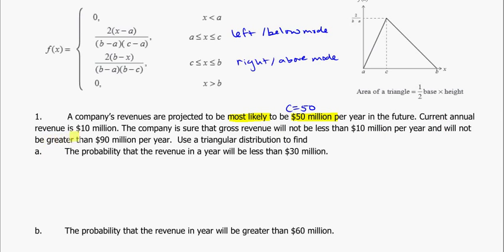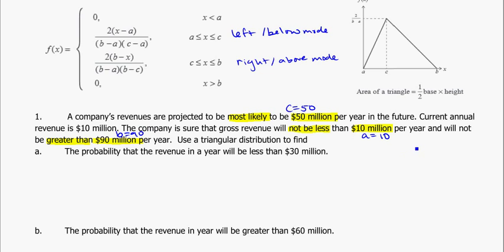Current annual revenue is 10 million. The company is sure that gross revenue will not be less than 10 million. So not be less than 10 million, that means that my minimum, A, is going to be equal to 10, because it cannot be less than 10 million. And it will not be greater than 90 million. Well, it can't be bigger than that, so I know that B must be 90.